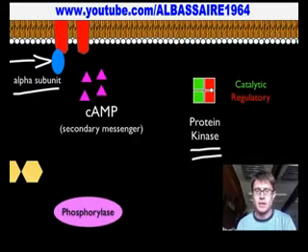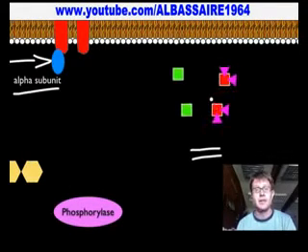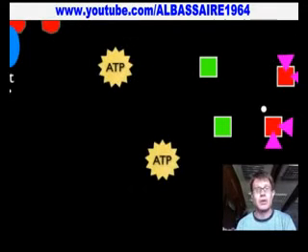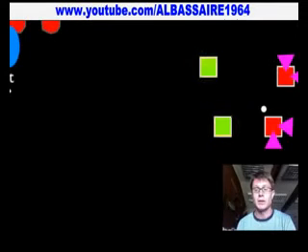But let's watch what happens to the cyclic AMP. It'll actually bind to those regulatory portions of the protein kinase, and it releases the catalytic portions. And so now we have this cascade. In other words, we have this cascade of energy. Those catalytic portions are going to become phosphorylated. In other words, they're going to pick up energy from ATP, and they're going to become activated, and they change now from a green to kind of a yellow activated color.